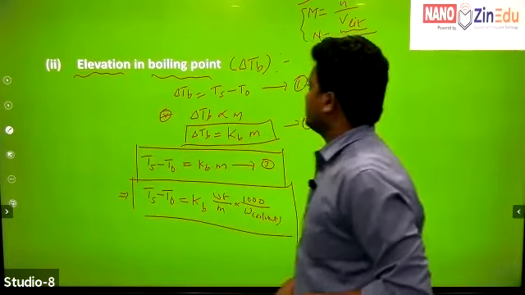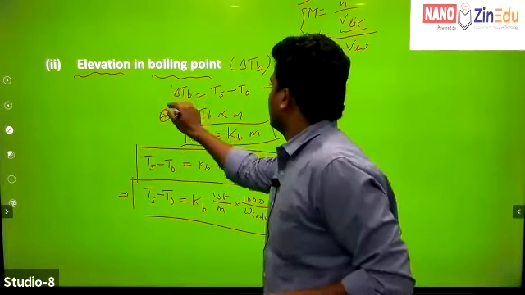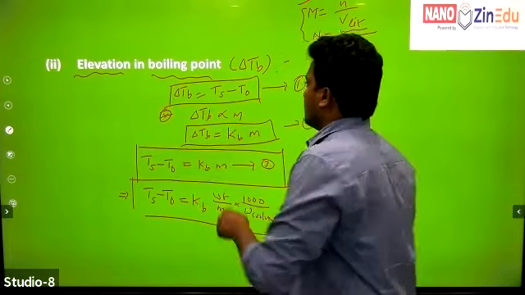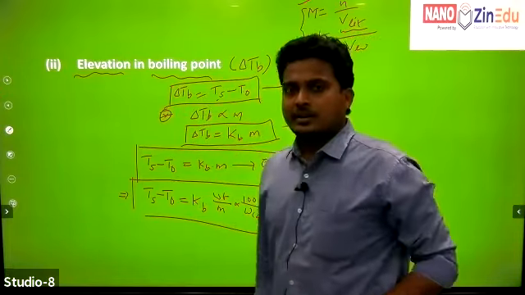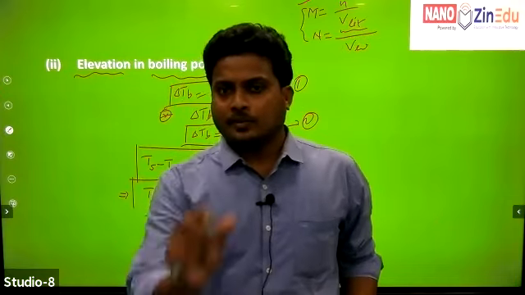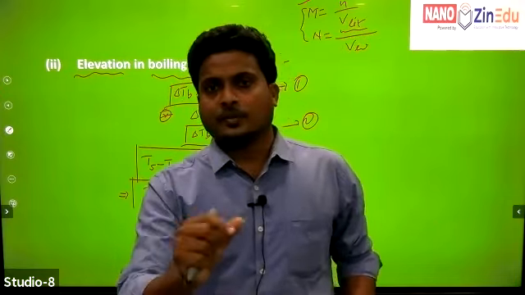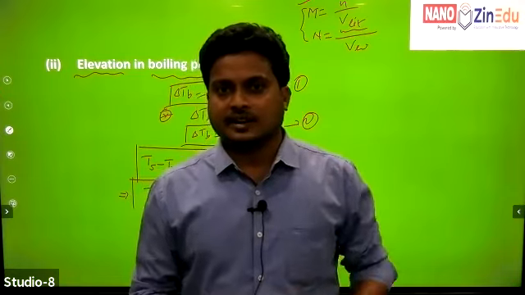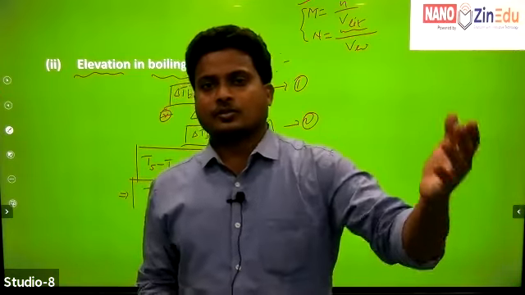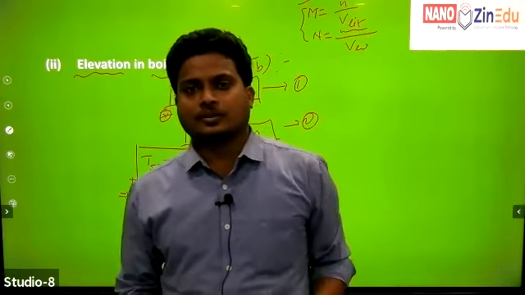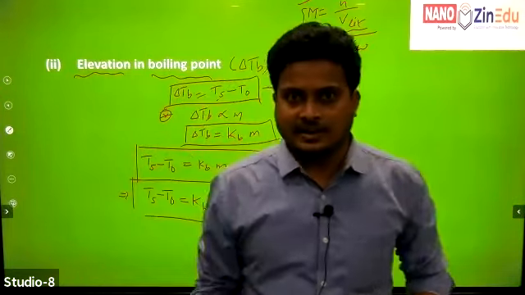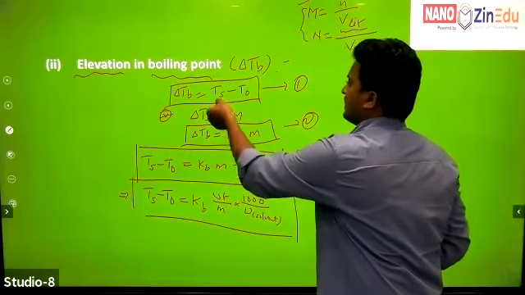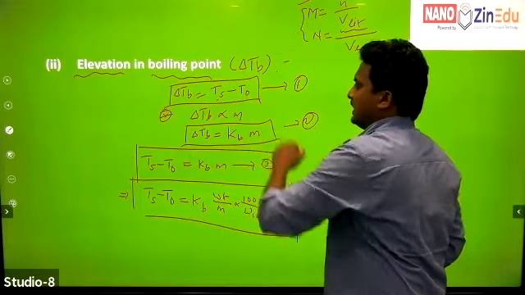But in the case of elevation in boiling point, the boiling point of the solution is always greater than that of the pure solvent. We already know the boiling point of pure water is 100 degrees centigrade. Salt solution, sucrose solution or glucose solution, the boiling points of all these solutions are greater than 100 degrees centigrade. That is why here we take first delta TS, after that T0.